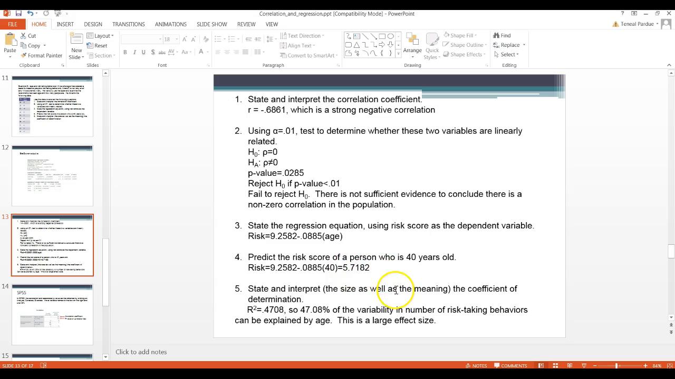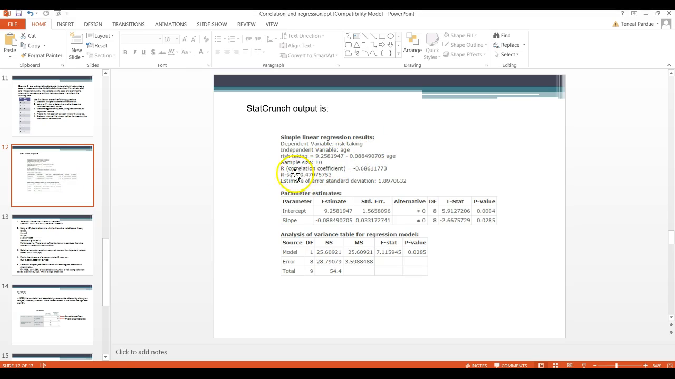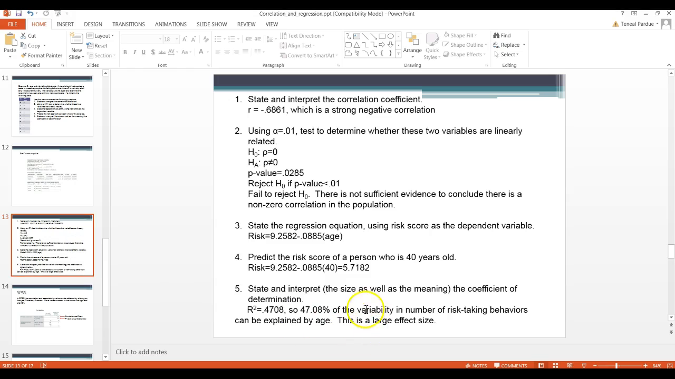State and interpret, and I want the size as well as the meaning on all of your coefficients of determination. So on this one, r squared is 0.4708. We get that from the output here. That's a large effect size because that's greater than 0.25.